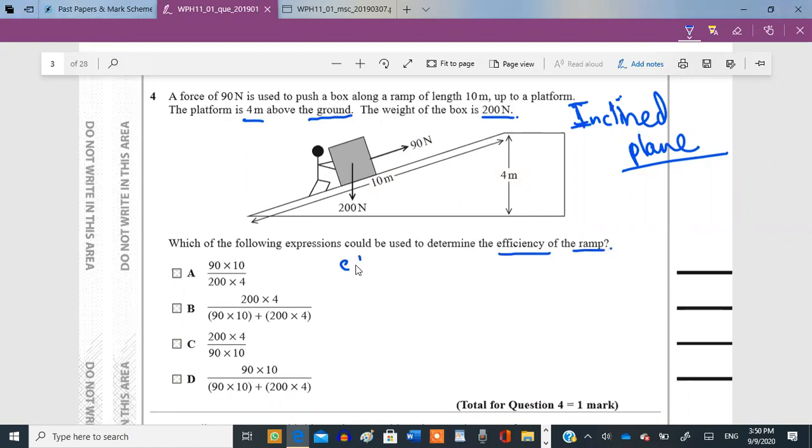What's the formula for efficiency? Output over input. Yes, very good. So it's actually the useful output upon input. And the output and input can either be energies or they can be powers. Okay, so the output divided by the input.